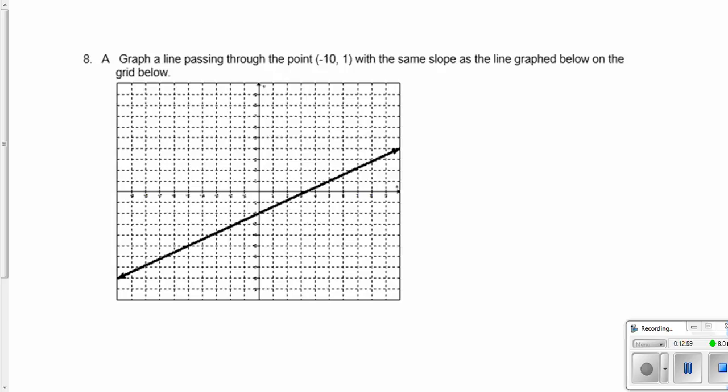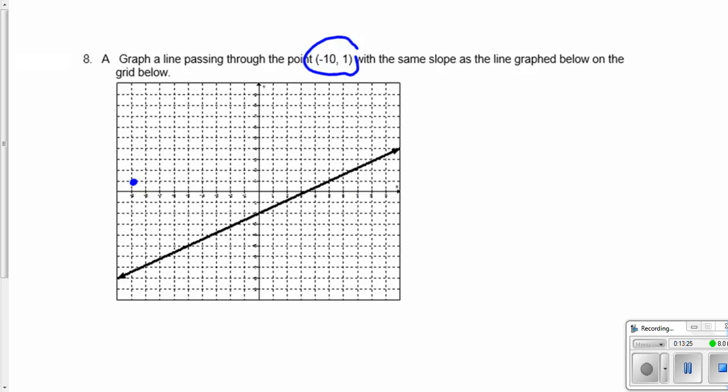Alrighty, I think this might be the last one, all right? So last one. Graph a line passing through the point (negative 10, 1) with the same slope as the line graphed on the grid below. So, graph a line passing through this point. Well, again, have they given me a random point or have they given me the y-intercept? Random point, right? (Negative 10, 1). That's a random point here, okay? With the same slope as this line.